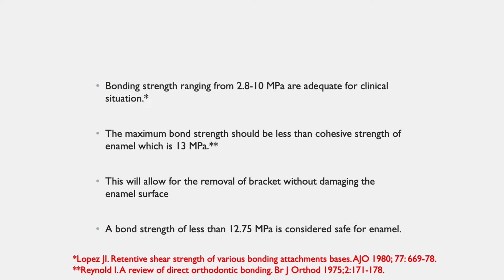Debonding strength ranging from 2.8 to 10 megapascal is adequate for clinical situations. The maximum bond strength should be less than the cohesive strength of the enamel, which is 30 megapascal. This will allow for removal of the bracket without damaging the enamel surface. A bond strength of less than 12.75 megapascal is considered safe for the enamel.